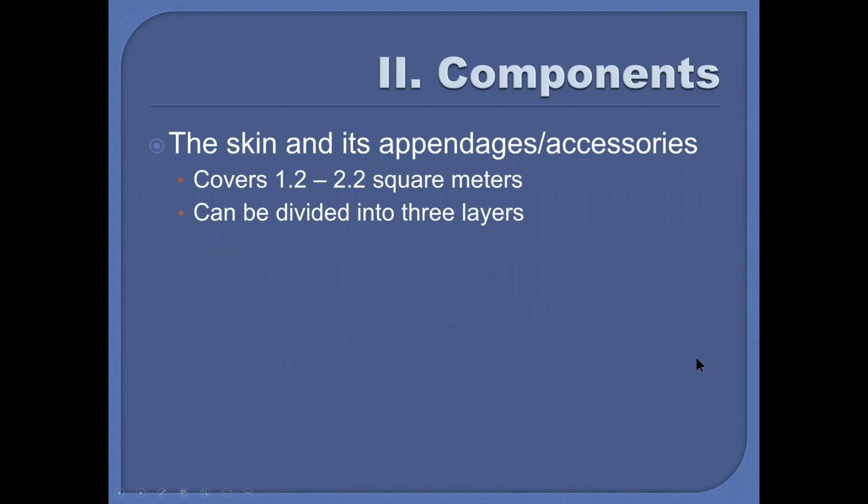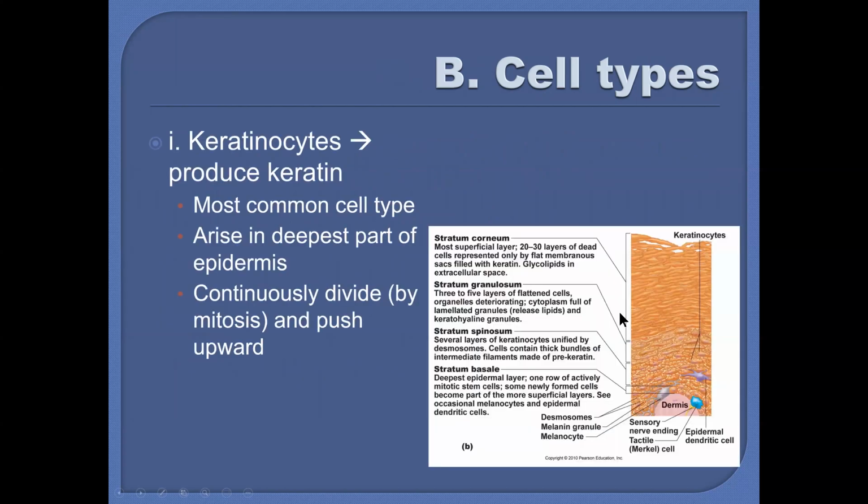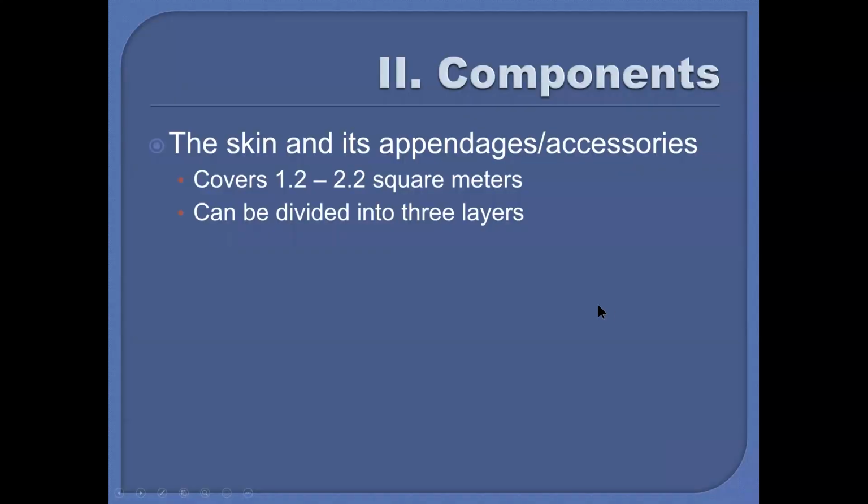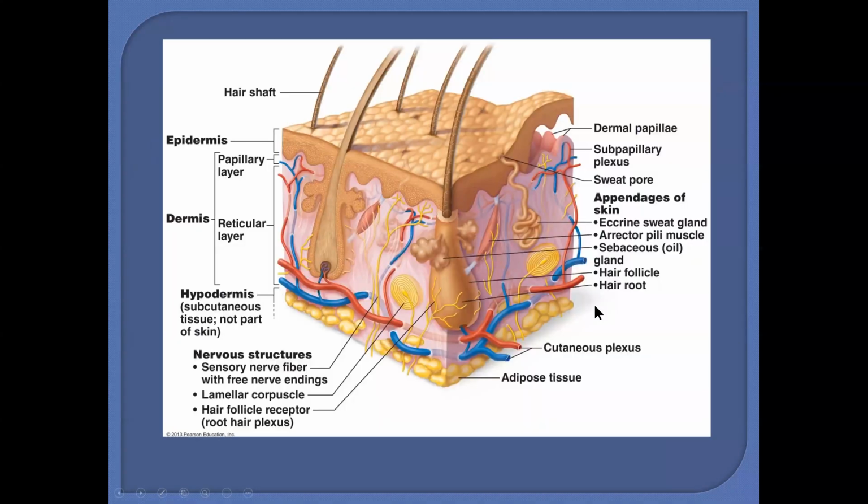The skin and its appendages cover 1.2 to 2.2 square meters and can be divided into 3 layers: the epidermis, the dermis, and the hypodermis. This is the epidermis that consists of 4 to 5 layers and 4 cell types. This is the dermis, which consists of a papillary layer and the reticular layer, and this is the hypodermis.